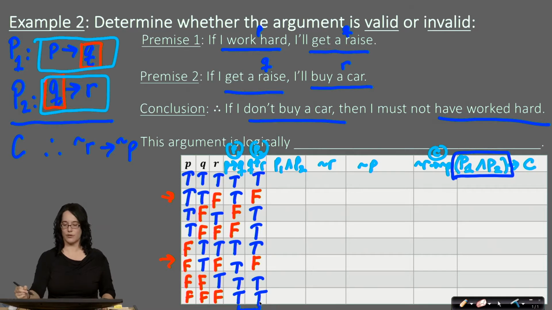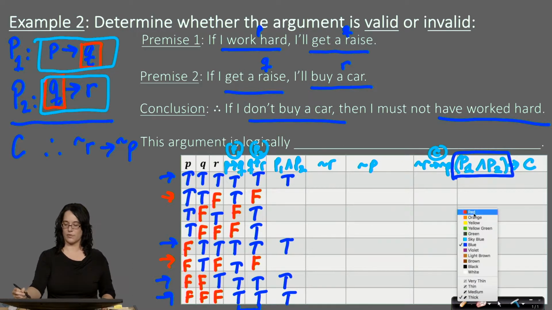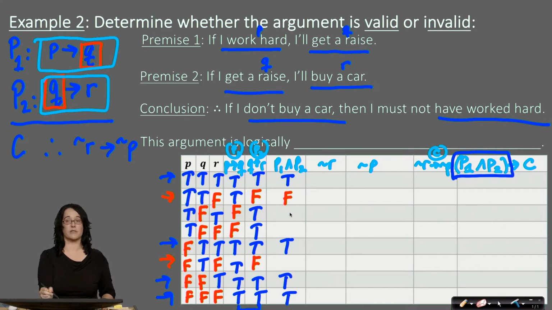When is an and statement true? When they're both true. That's right. That happens, notice, in the first case, true and true. So that is a truth. And it happens again here in the fifth case, true and true. Also in the seventh case and in the eighth case. So those should be truths. The rest would all be falsehoods because they're not both true together.